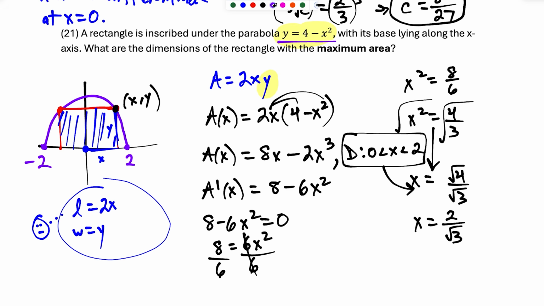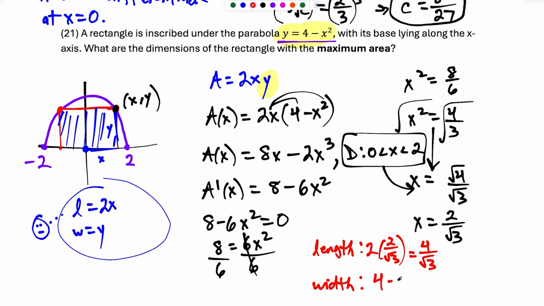But the actual question here is to say what are the dimensions of the rectangle. So for this, we have to say the length and we have to say the width. So for the length, I'm going to say that the length over here is going to be equal to 2 times x. So 2 times 2 over square root 3, which is going to give us 4 over square root 3. And for the width, there's a few different ways we could find it, but that's really just the y value here. And the y value, I could just plug right into the equation from before.